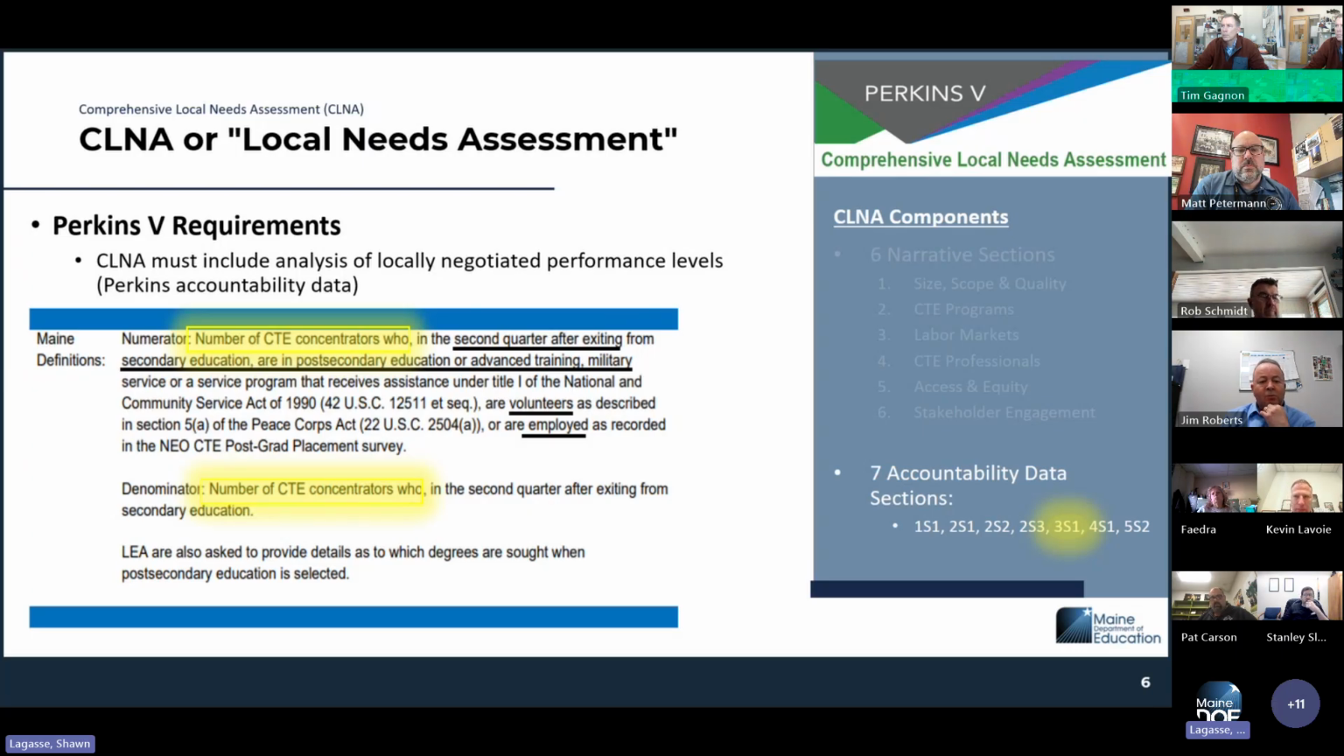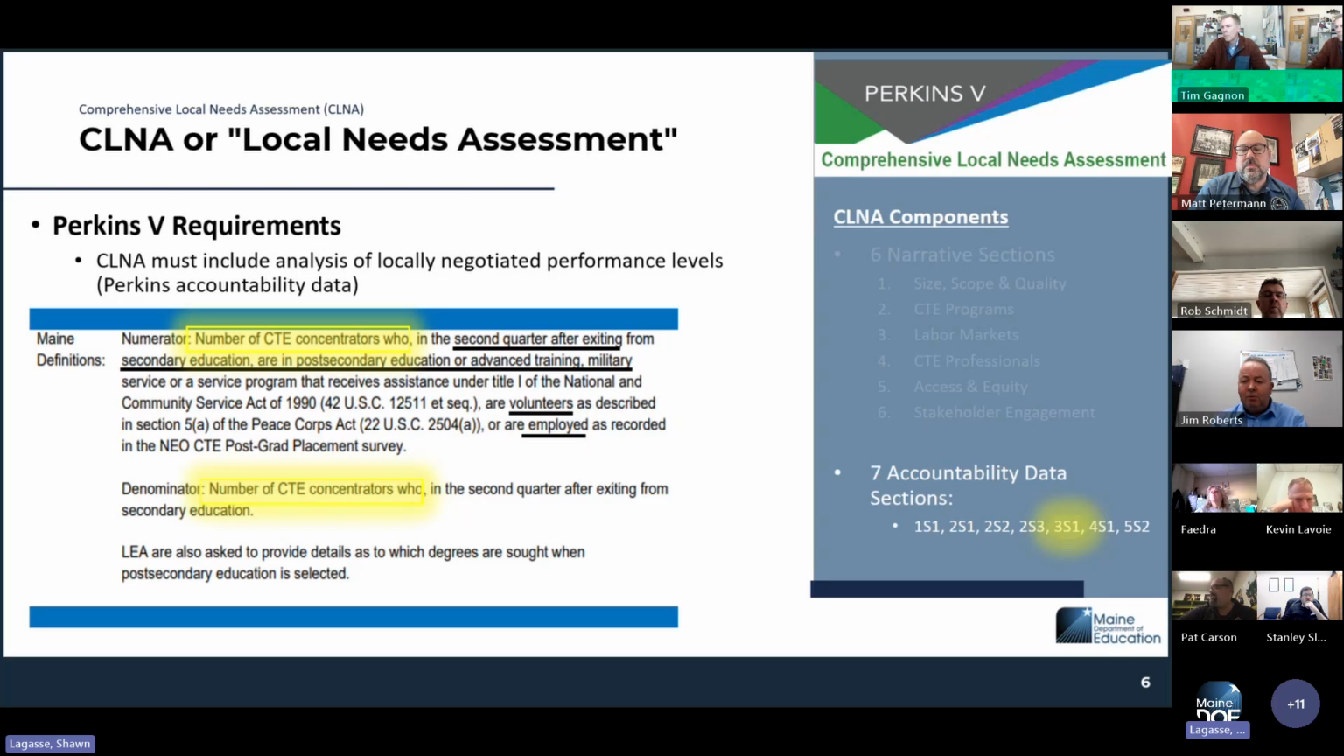So for this example, 3S1 is asking for your numerator to be a count of secondary students who left secondary education and then have gone into either postsecondary education, advanced training, which here in Maine we consider registered apprenticeships.